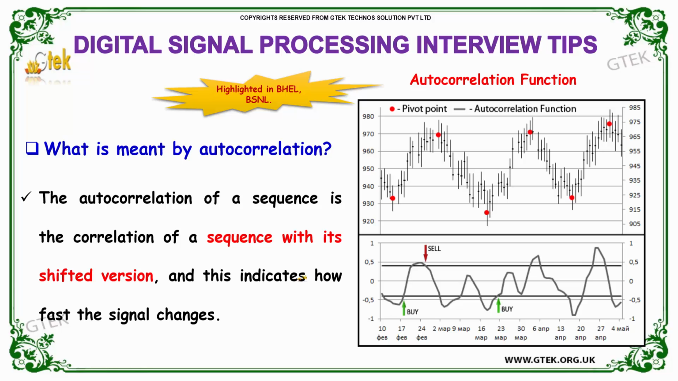We'll move on to the next question. What is meant by autocorrelation? The autocorrelation of a sequence is the correlation of a sequence with its shifted version, and this indicates how fast the signal changes.